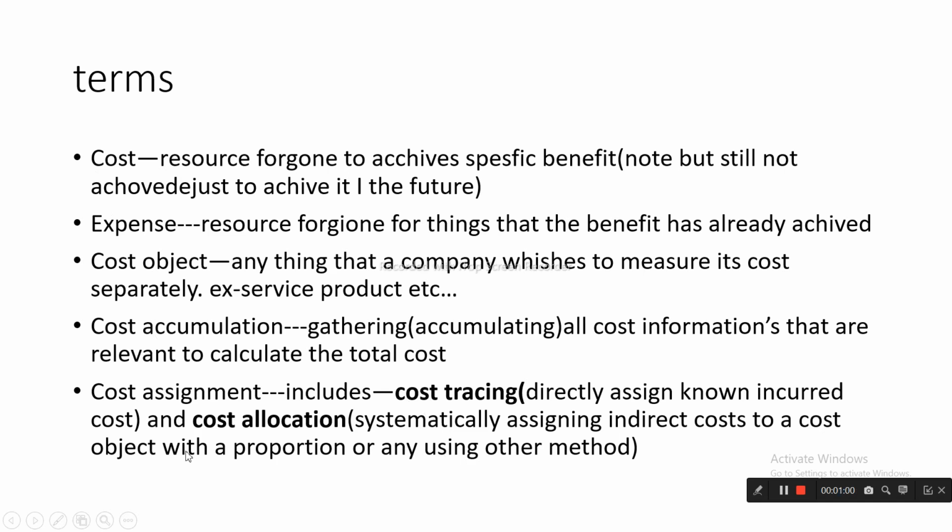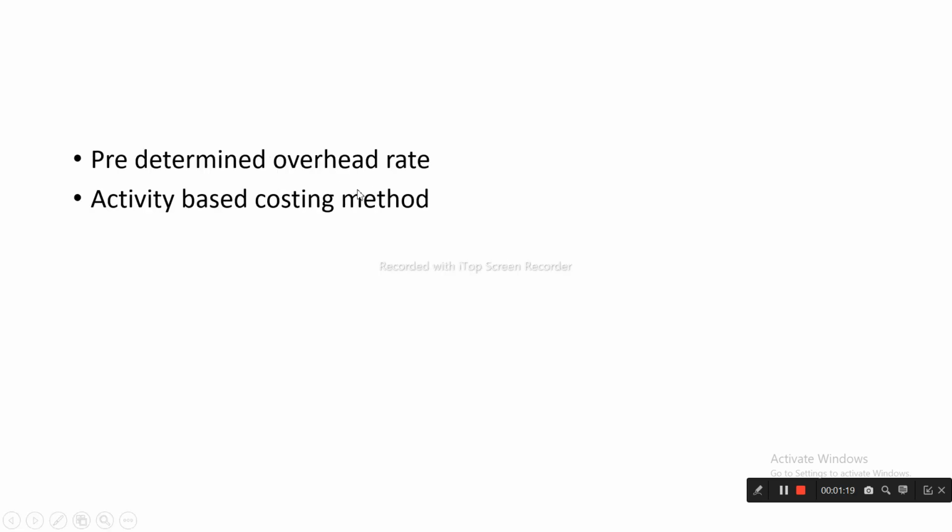If we see all of this, we have said that tracing cost is very simple. However, allocating cost is difficult because we are assigning indirect costs. So this time we might use a systematic allocation method for indirect material. So what are those methods? We might use a predetermined overhead rate or activity based costing method. These are two methods that we use to allocate our indirect costs to the cost object.